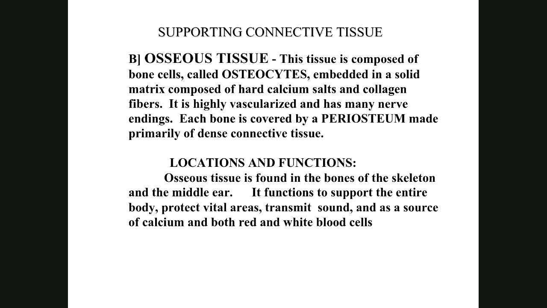All right, so osseous tissue, obviously, all the bones of your skeleton and your middle ear. You have three little bones that help your ear work. Obviously, it supports your entire body, protects organs, like you have your ribs that protect your heart and your lungs. Transmits sound. That's what those three bones do in your ear. And it's also a source of calcium.